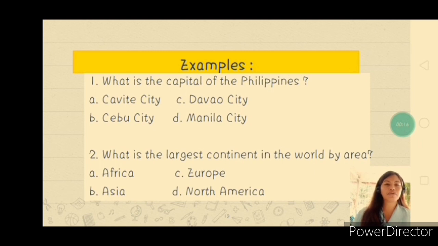Look at the examples. The question form is our stem, and the four choices are what we call the alternatives. Of the four alternatives, we only have one answer. So the correct alternative is called the answer, and the other alternatives are called distractors. So for example, number 1, what is the capital of the Philippines? The correct answer is Manila City. Letter A, Cavite City, B, Cebu City, C, Davao City are all distractors.